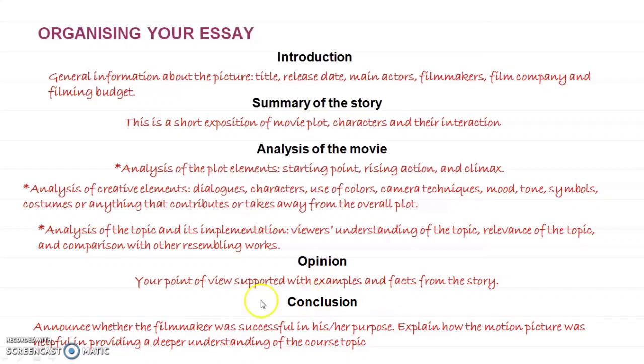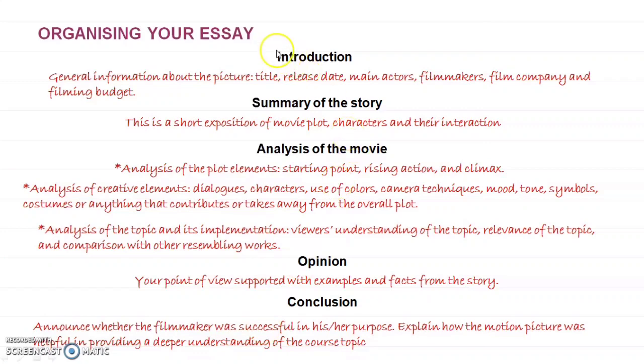Last one is conclusion. Okay, you announce whether the filmmaker was successful. Berjaya ke tak berjaya? Dia orang kata sampai ke tak dia punya moral values. Okay, ada tak dekat dalam tu memang kamu orang kata kalau dia buat cerita sedih tersentuh hati orang tu. Okay, so that's what it is.